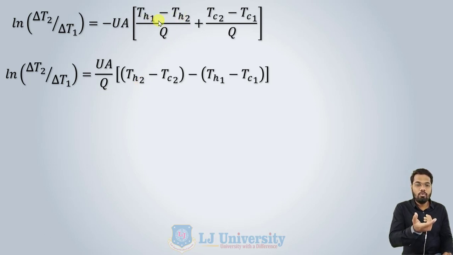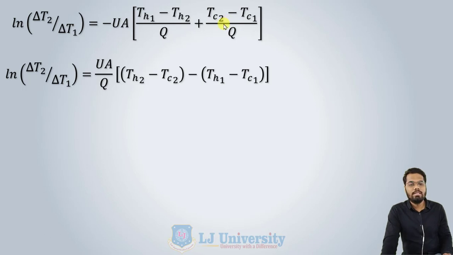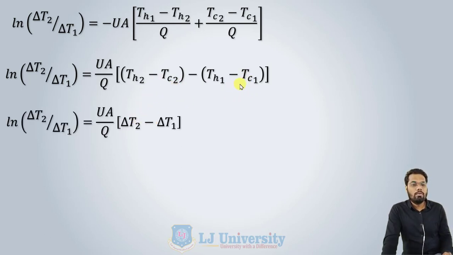If we rearrange these four temperature terms TH1, TH2, TC2, TC1 in this way, take this minus into the bracket, so this TH2 will become positive, this TH1 becomes negative, this TC1 becomes positive, and this TC2 becomes negative. So (TH2 minus TC2) minus (TH1 minus TC1). We know that TH2 minus TC2 is the temperature difference at the exit point, which is denoted by delta T2, and TH1 minus TC1 is the temperature difference at the inlet, which is denoted by delta T1.